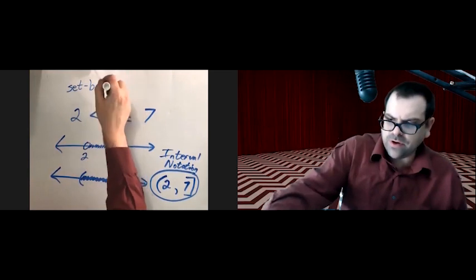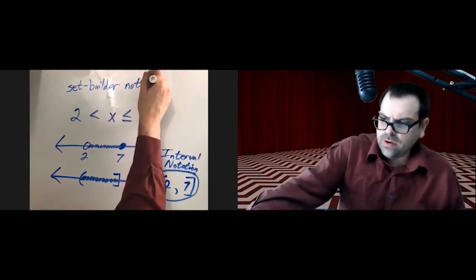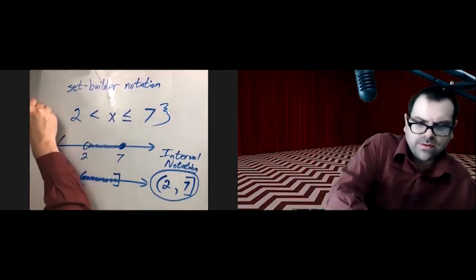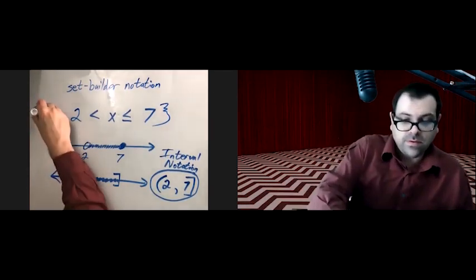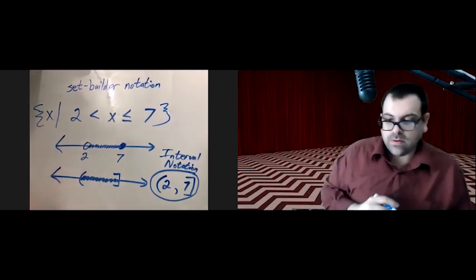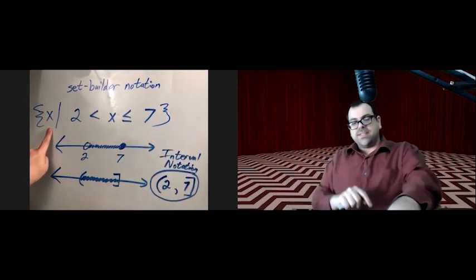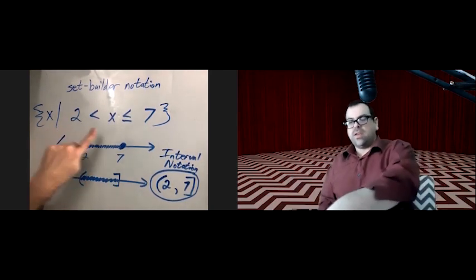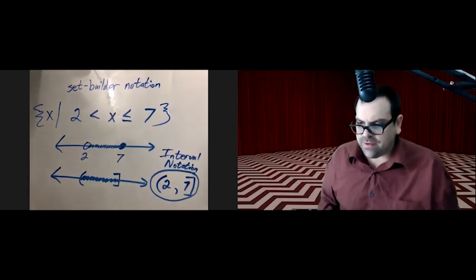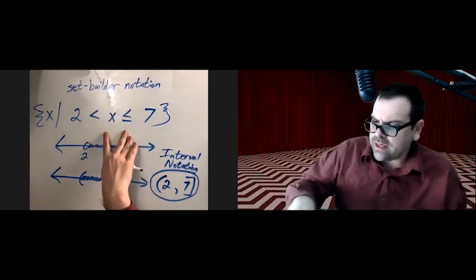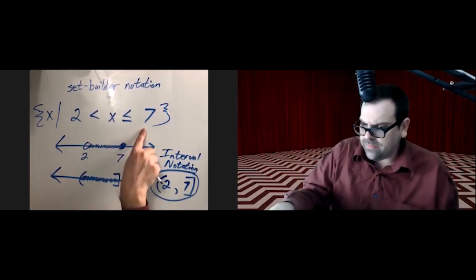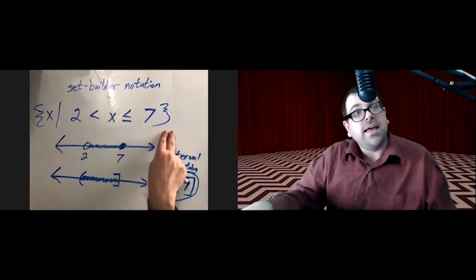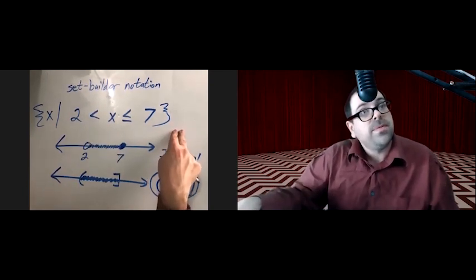What is set builder notation? Well, this uses the braces. Inside braces: the set of all x such that x is between 2 and 7. So the inequality isn't a set itself. The inequality can be used in a set, in set builder notation.